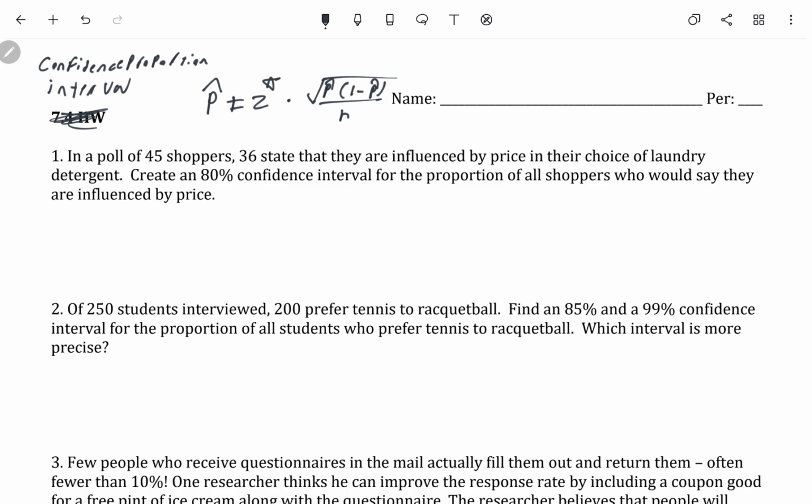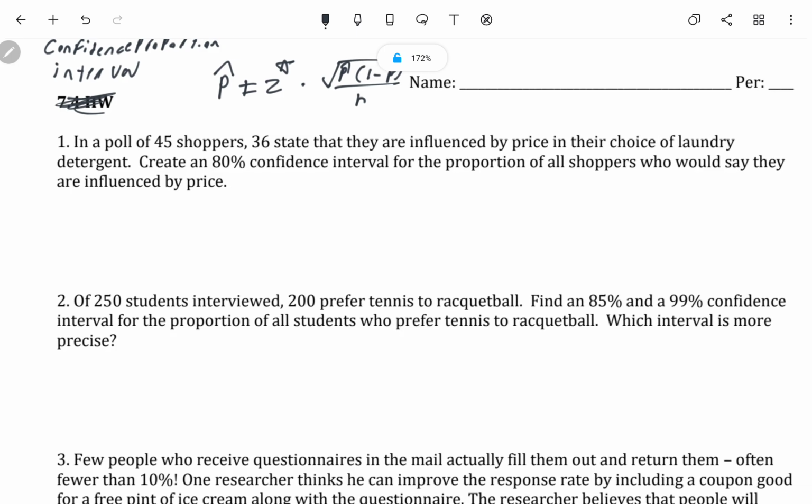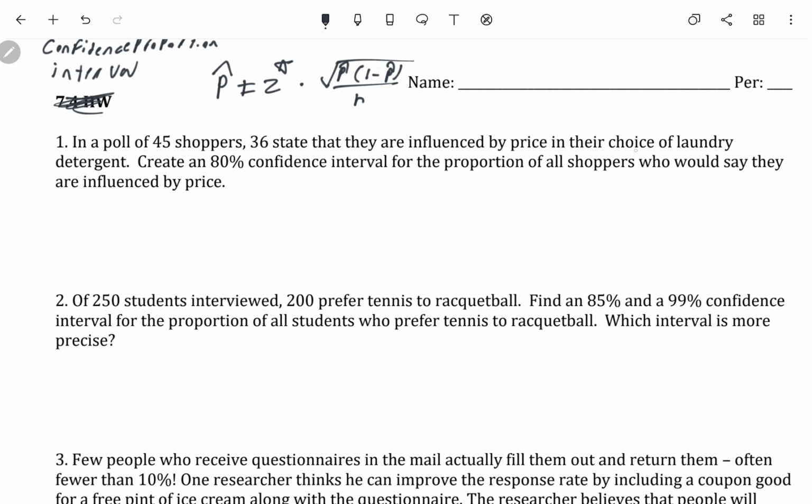Now, basically, what we do here is we're looking at this question and it says, in a poll of 45 shoppers, 36 state that they are influenced by price in their choice of laundry detergent. Create an 80% confidence interval for this proportion of shoppers. Now, instantly in your head, you must identify the sample size. So we have 45 as our sample size, and we have 36 out of that 45 who are influenced. So that would be our p hat, which is the proportion of that sample, right?